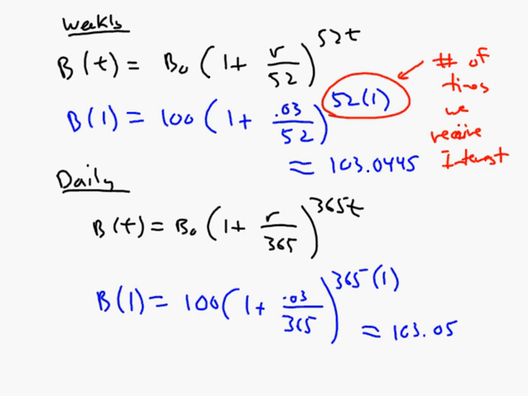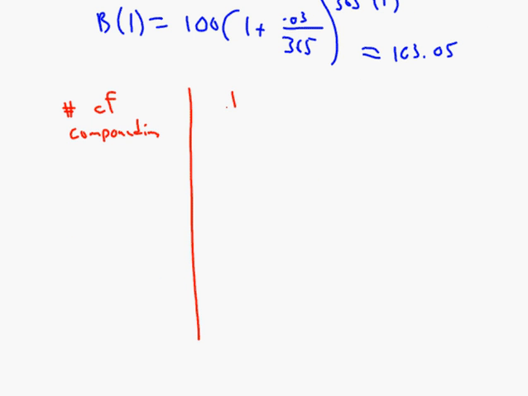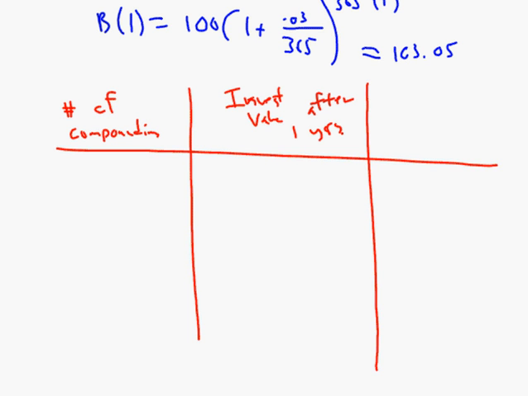So it's sort of interesting to compare all these numbers, right? So let's summarize what happened. I'm going to call this the number of compoundings, okay? And we're going to compare that to the investment value after 1 year. And while we're at it, we'll also write the effective rate.